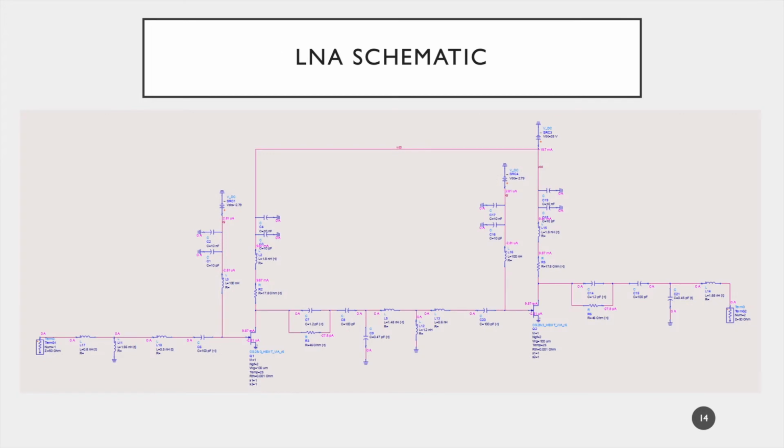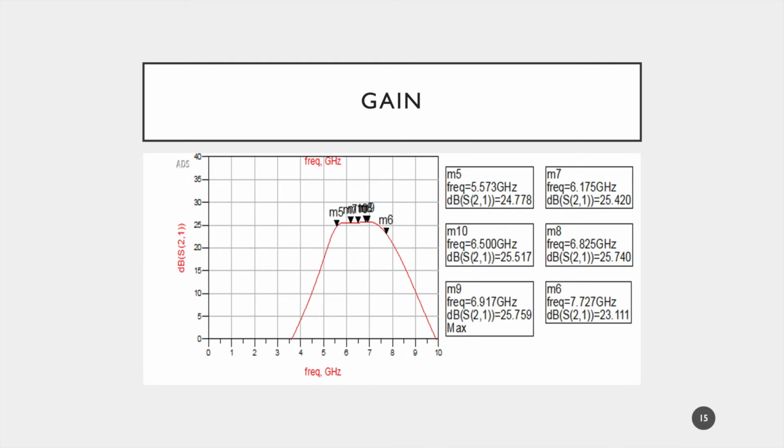Overall, LNA schematic is given as following. There exist DC blocks and RF chokes at specific locations in order to isolate RF and DC paths. The gain for the ideal design was found as following.